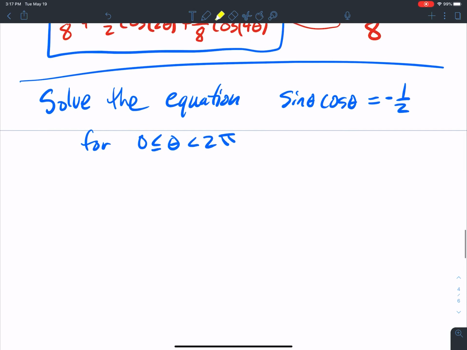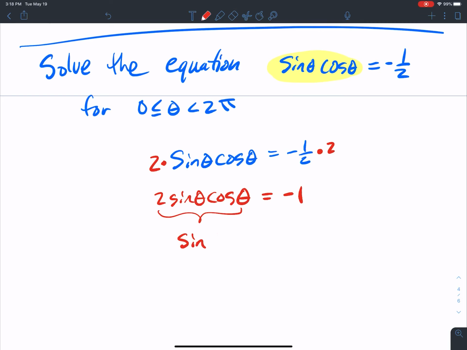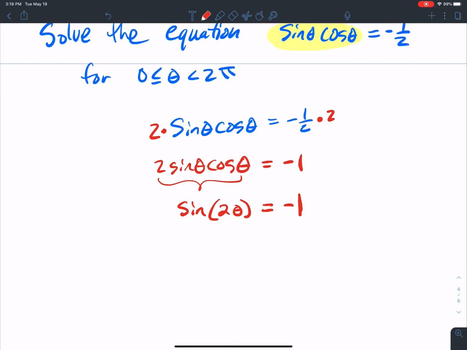Okay. When I look at this makes me think of the sine double angle identity. Okay. How do I get there? I'm missing that 2 factor, so I'm going to multiply both sides by 2. So sine theta cosine theta equals -1/2. We'll multiply by 2 on both sides. And so I get 2 sine theta cosine theta equals -1. Now why did I do that? Because this is equal to the sine of 2 theta. Okay? So that's the double angle formula. The argument here is 2 theta.